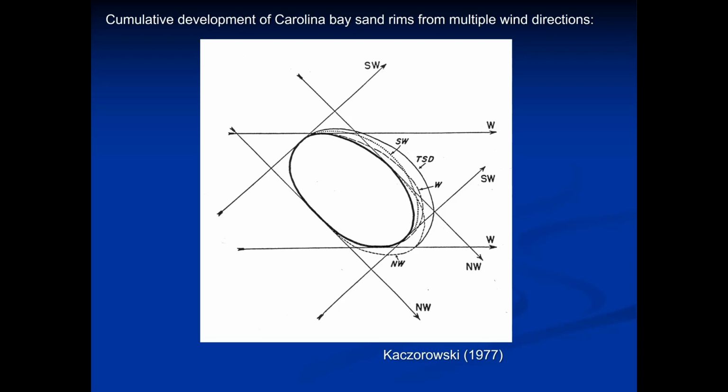And we see that with all oriented lakes, the ones that I showed you in the Arctic. All of those are being driven by dominant wind directions. Sometimes only one. In our case, we probably have seasonal changes out of the southwest and west that are cumulatively combining to create what we recognize as a Carolina Bay.